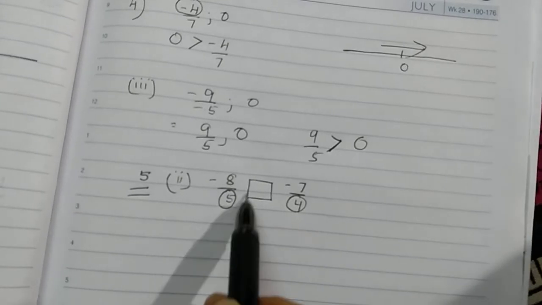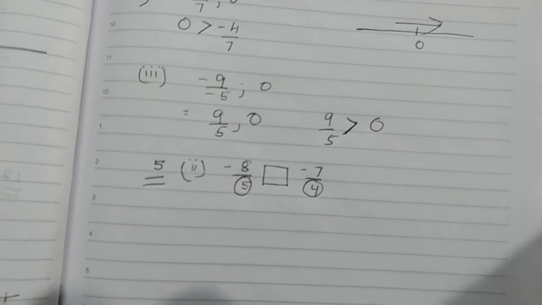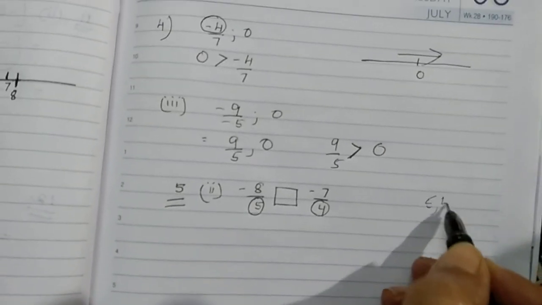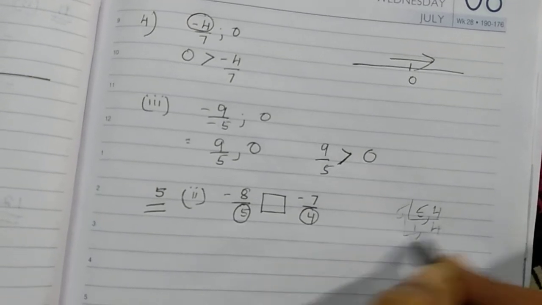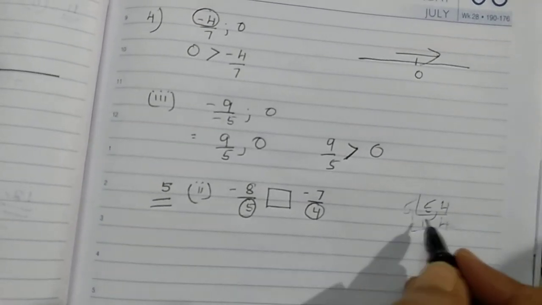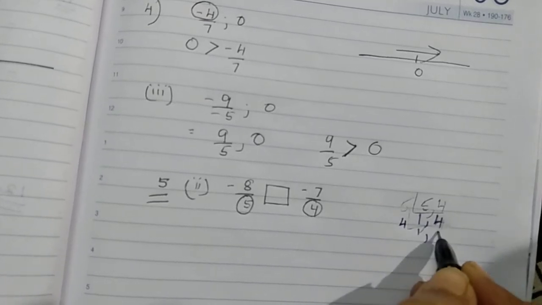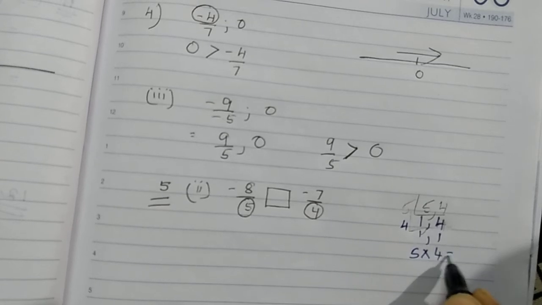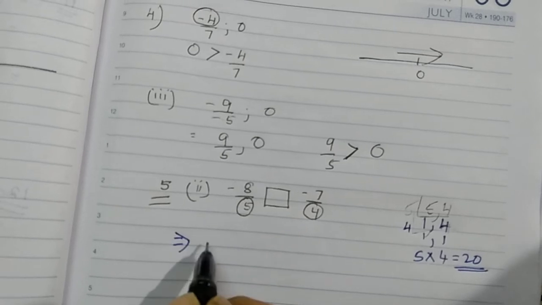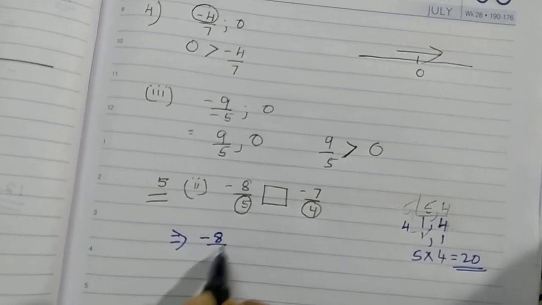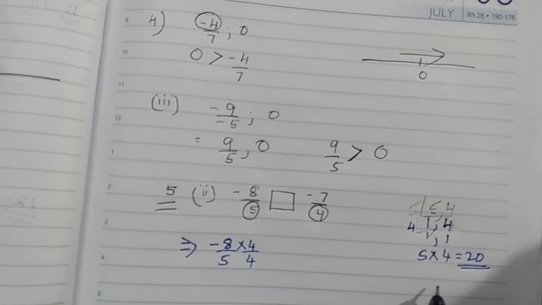You should convert these two denominators to a same common denominator. How do you do that? You first find out the LCM between 5 and 4. You know how to find the LCM? We've done it several times. That means 5 into 4 is 20. So the LCM is 20. So I can write this number as minus 8 by 5 into 4 by 4. If I multiply 5 into 4, I will get 20.